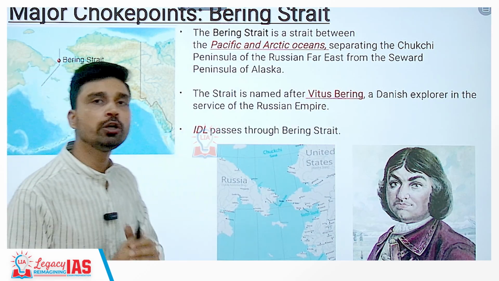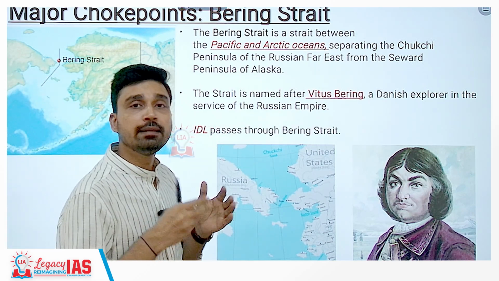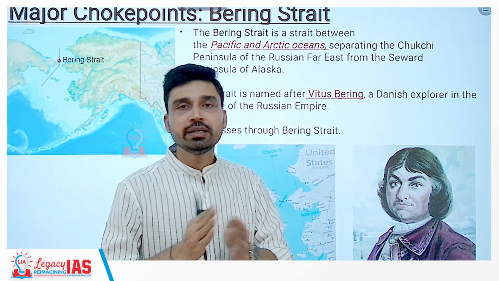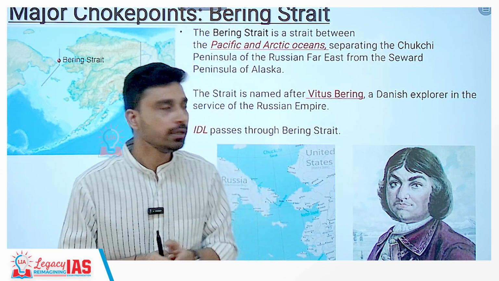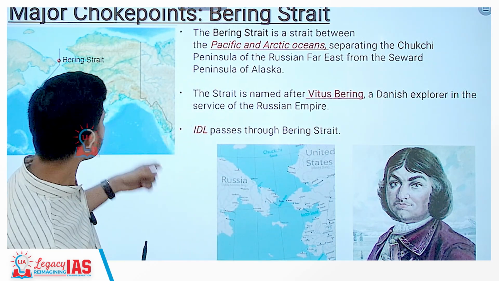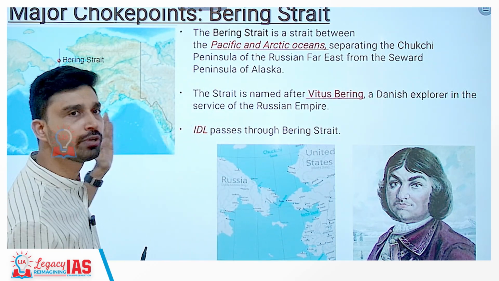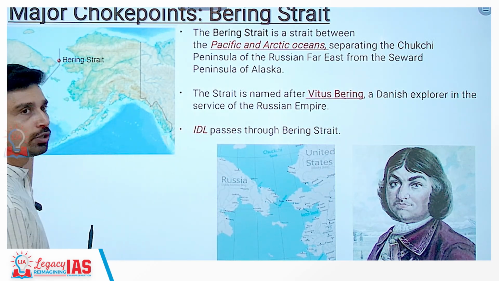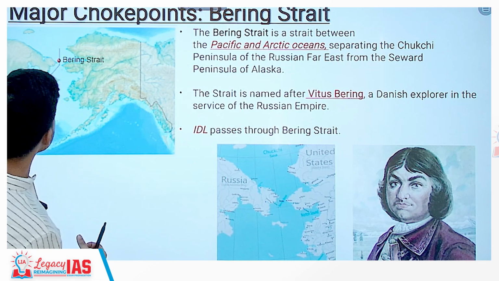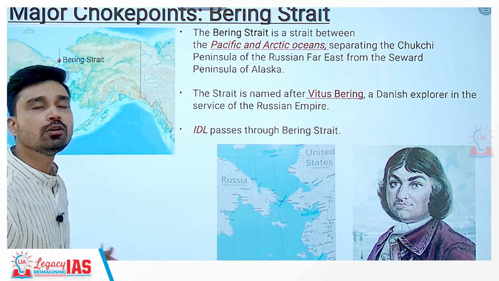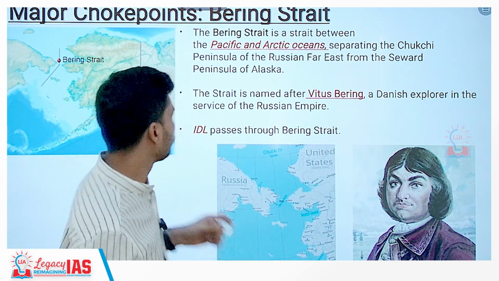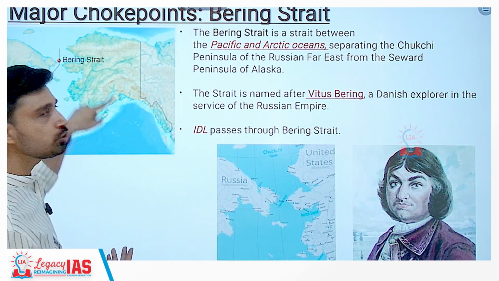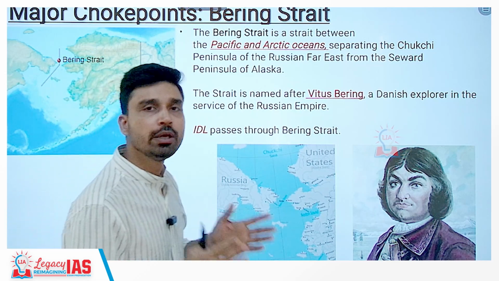And the most important point you have to remember about the strait is that the international date line, the line that determines where the dates will change on the earth, passes through the Bering Strait. That means if you are crossing the Bering Strait from, let us say, east to west, the day will change. Or if you are crossing from west to east, then also the day and date will change. So if you are moving from east to west, you have to add 24 hours. And if you are moving from west to east, then you have to subtract 24 hours from whatever time you are crossing across.